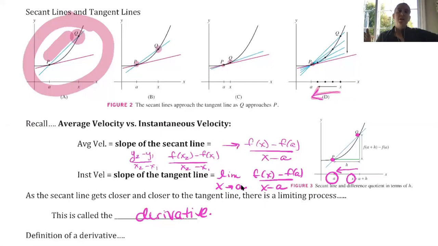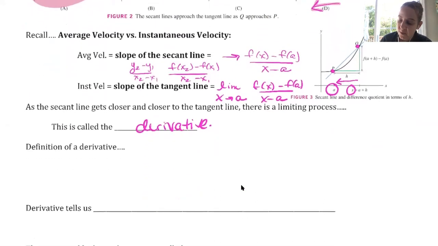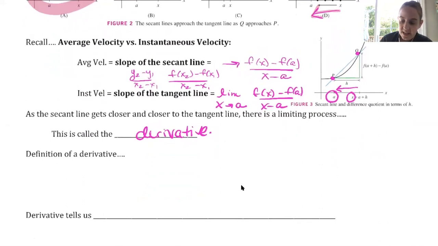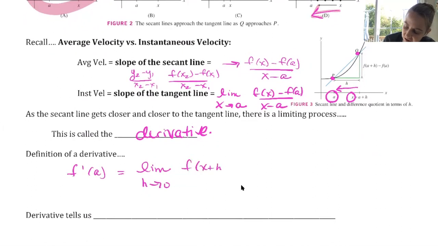All right, so the process of moving those 2 points together is the process of finding the derivative. Now, there's another way to write this formula, and this is the more common way, even though we see it both ways. So this idea up here that x is equal to a plus h, that h is the distance between the beginning point and the end point. So here's my definition of a derivative. We say that f prime of a is equal to the limit as h approaches 0 of f of a plus h minus f of a all over h. This is at any point.